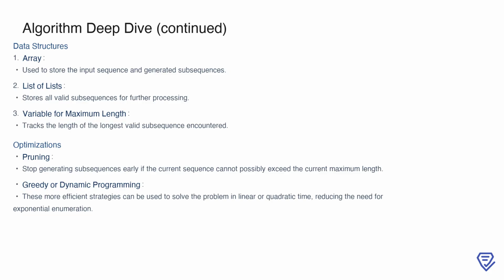While this approach is functional, it can be optimized significantly. For instance, we can use pruning to stop generating subsequences early if the current sequence cannot possibly exceed the current maximum length. Furthermore, more advanced techniques like greedy algorithms or dynamic programming can reduce the computational complexity. These methods allow us to solve the problem in linear or quadratic time, eliminating the need for exponential enumeration. By leveraging these optimizations, we can achieve a solution that is both efficient and scalable.